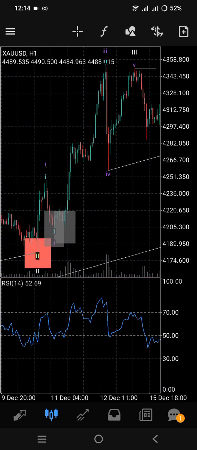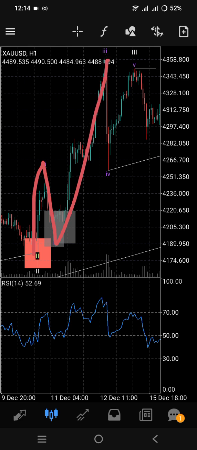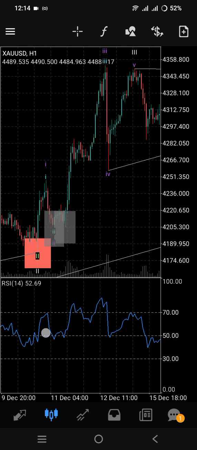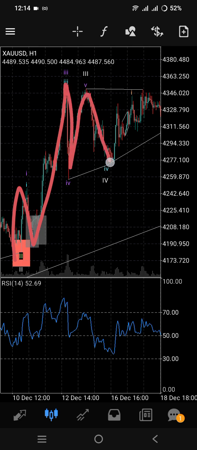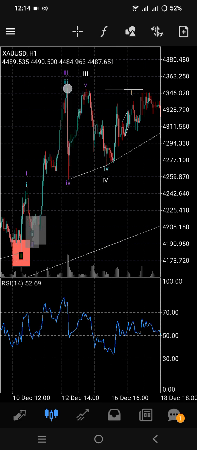So this is a 1, 2, and then from here we have 1, 2, 3, 4, 5. So that then makes this a 1, 2, 3. In this scenario, I'm using the light blue count. So with the light blue count, this being 1, 2, 3, I'm then counting this as a 4. And the reason I count that as a 4 is because this is 3, 3, and then a clear 5 wave move here.